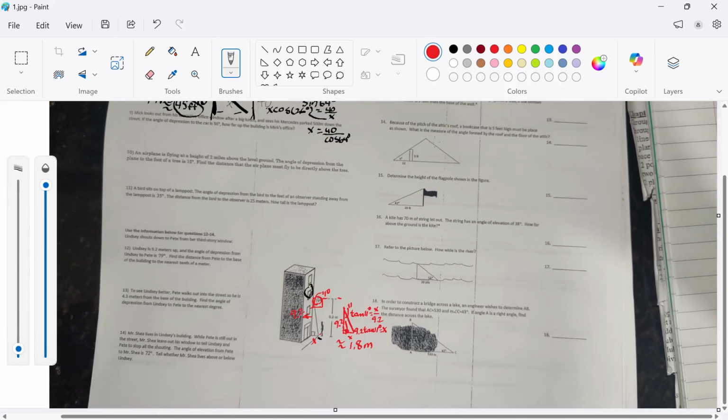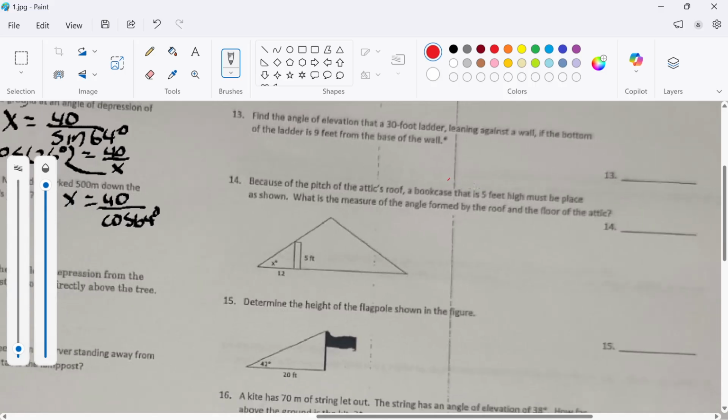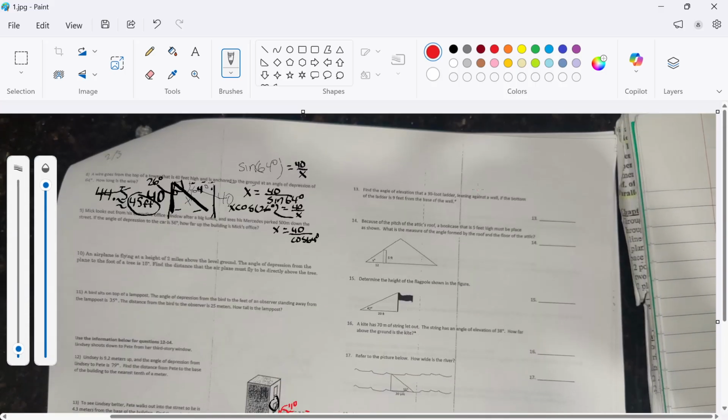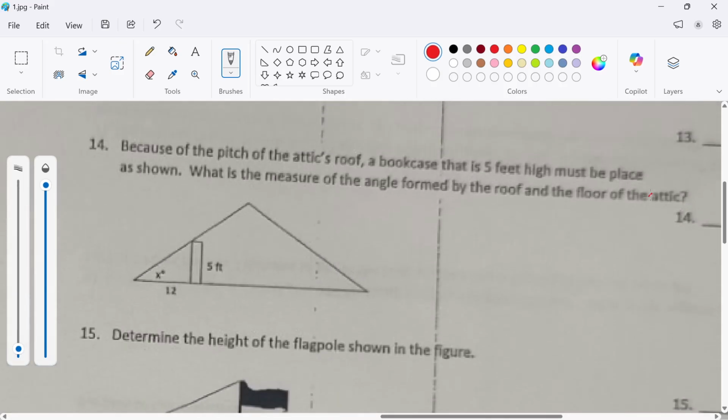All right, let me do two more. That's finding length. So notice with lengths, I use sine, I use tangent. I'm going to do a couple where I find the angle. All right, this one says, because of the pitch of an attic's roof, a bookcase that is 5 feet high should be placed as shown. What is the measure of the angle formed by the roof and the floor?